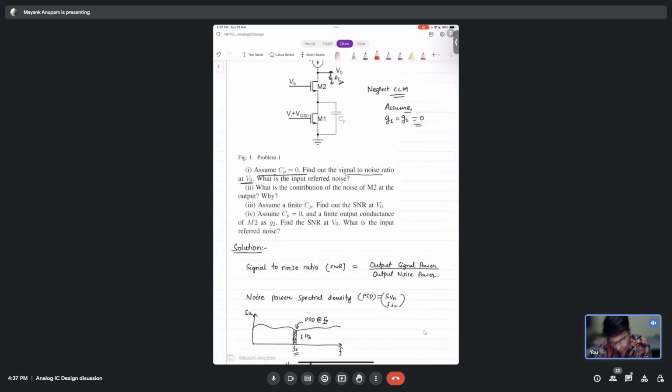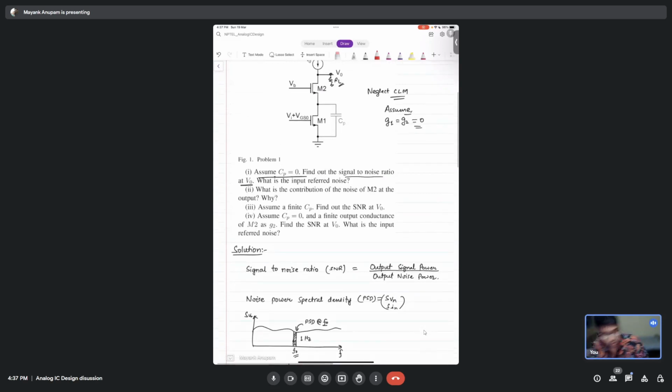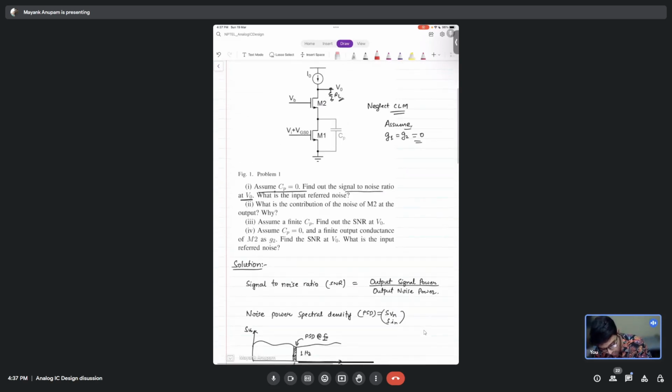Yeah, so can you tell me now what was it that basically ensured that the noise contribution of M2 was 0? What is special about this circuit which ensured that the noise contribution of M2 was 0 at the output? Why did that happen? Source is not bad. G1 and G2. Yeah, go on. G1 and G2 is 0. G1 and G2 is 0, correct.